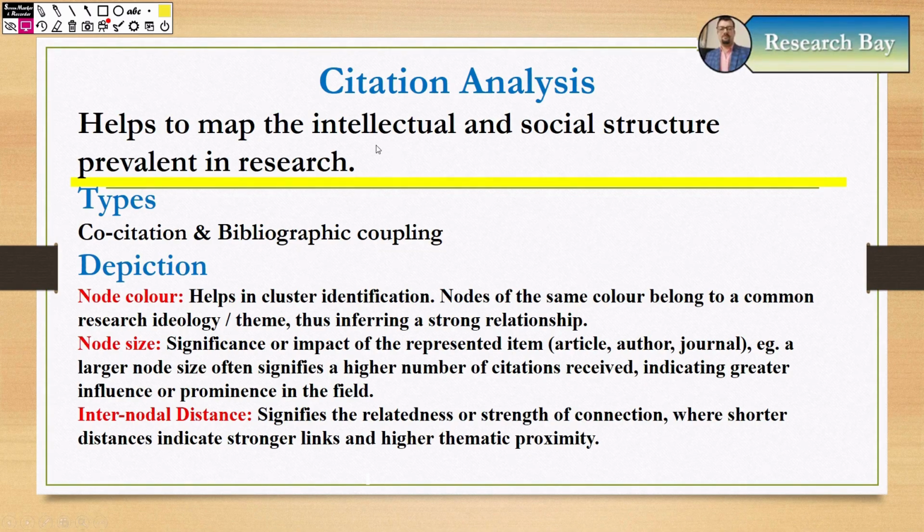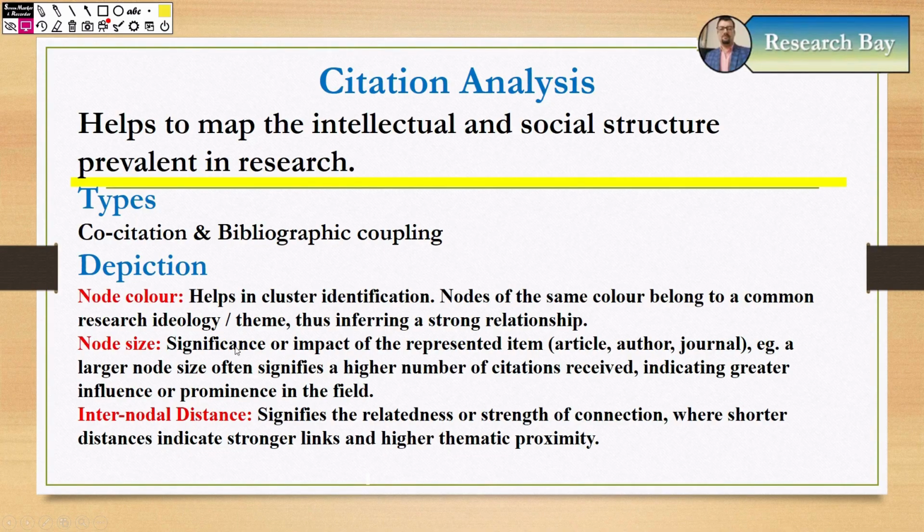So when we do this analysis in VOS Viewer, we get a map in which we can see a node which has a particular color, which signifies the cluster it belongs to. Nodes of the same color belong to a common research ideology or theme. Thus, it infers a strong relationship within the members of those clusters.